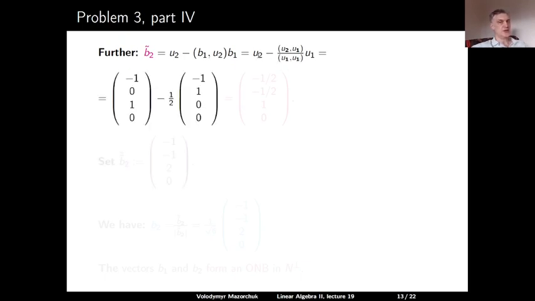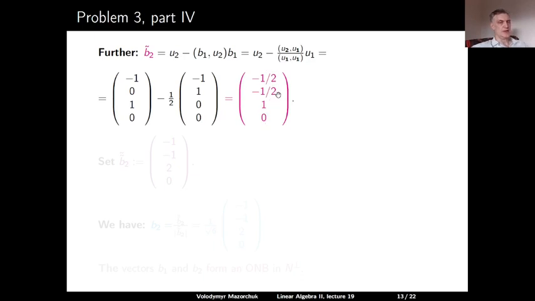And here is the computation. u2 is minus 1, 0, 1, 0. u1 is minus 1, 1, 0, 0. The scalar product is 1, and u1 times u1 is 2. So we get minus 1, 0, 1, 0 minus 1 half times minus 1, 1, 0, 0. This gives us the vector minus 1 half, minus 1 half, 1, 0.